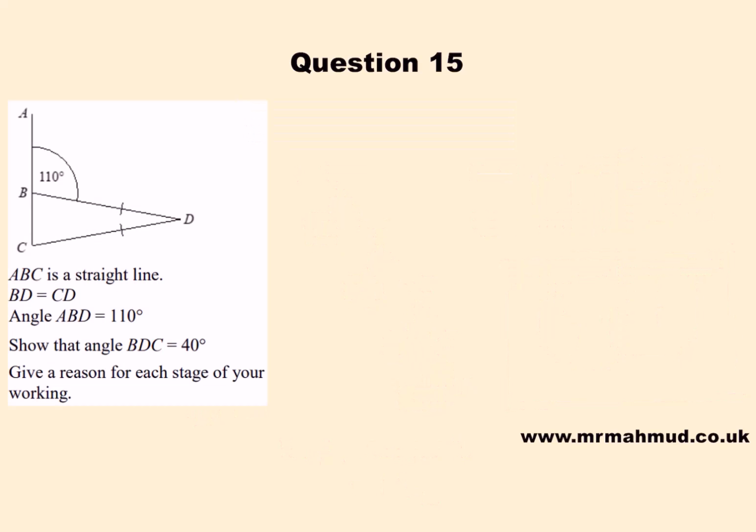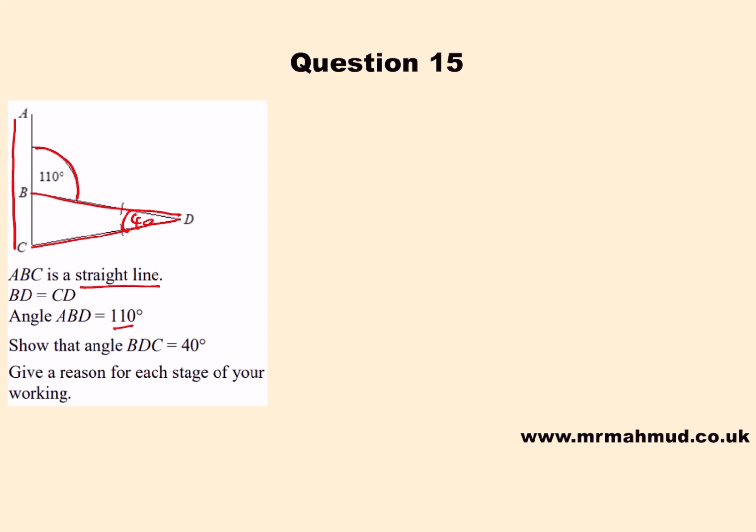Question 15, an angle question. ABC is a straight line, which is this one here. BD equals CD, so this line and this side are the same. Angle ABD is 110 degrees. Show that angle BDC is 40. So angle BDC, this angle here, we need to show this is 40. Give a reason for each stage of your working.